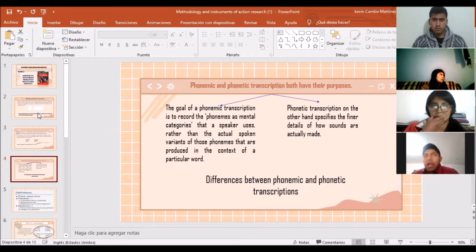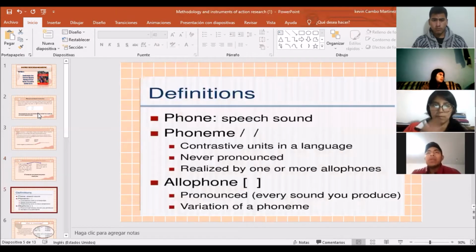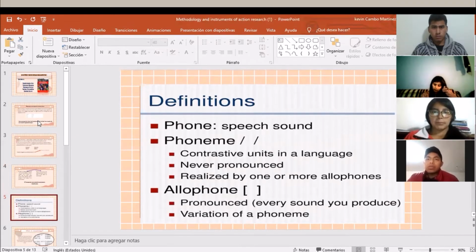And finally, next please. Phones, phonemes and allophones are terms for speech sounds depending on how they function in a given language. Specifically, the term phone is used when a speech sound is considered as separate from language. Allophones are phonetic variations of a phone that do not change the spoken word's meaning. And phonemes are speech sounds that serve to contrast meaning in words.